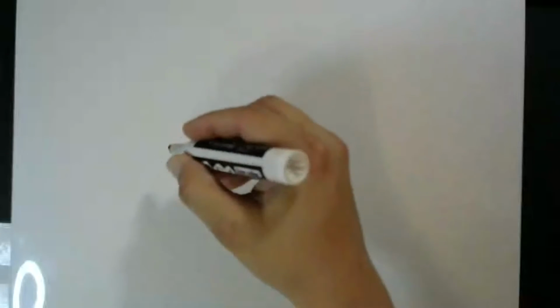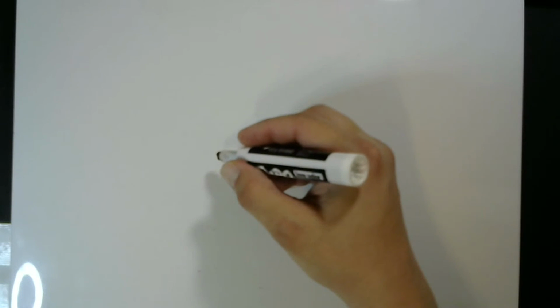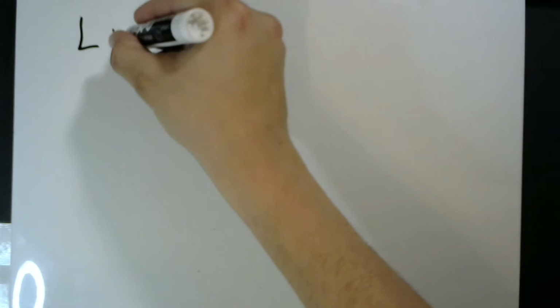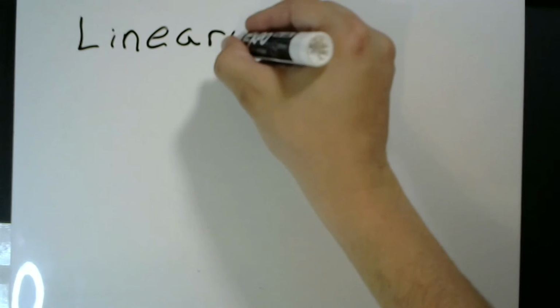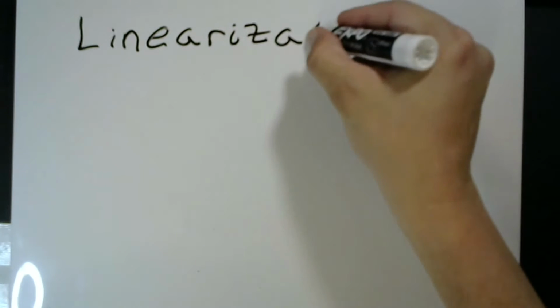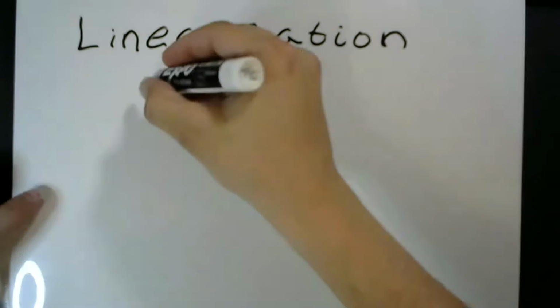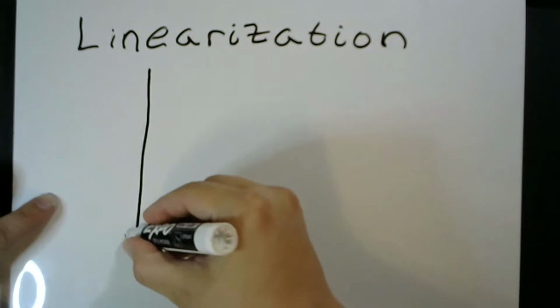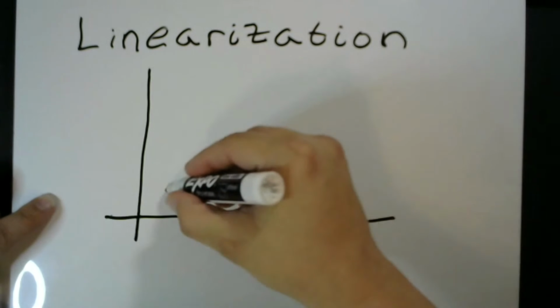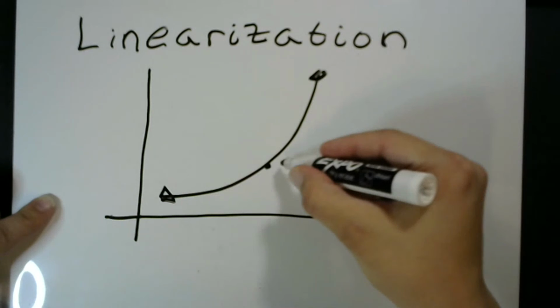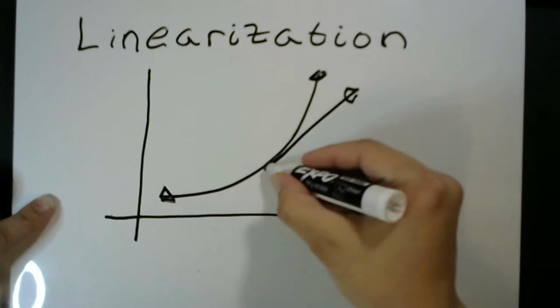All right. So what we're going to be looking at tonight is section 3.11. And what we're going to start out with is linearization. And the idea here is we're going to approximate a curve with a tangent line.